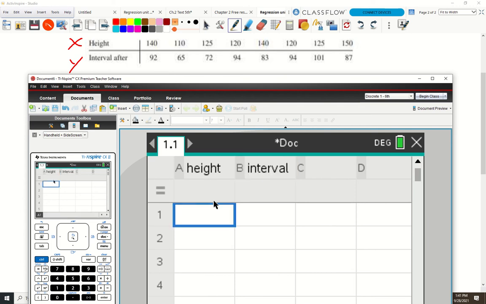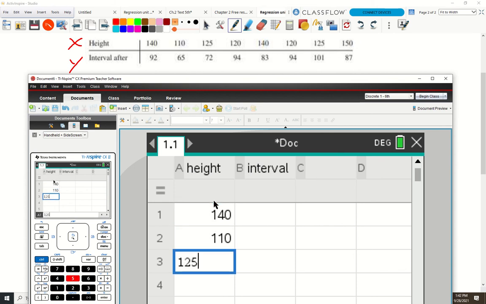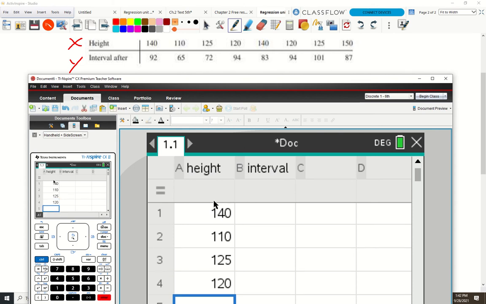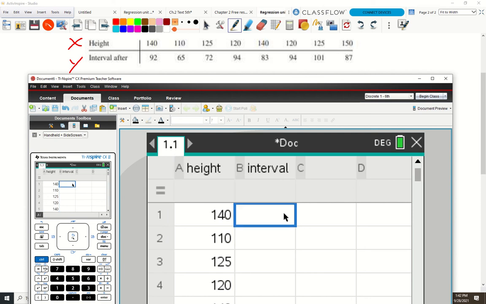I'm going to call this one the interval. Plug in my values for my x, which is 140, 110, 125, 120, 140, 120, 125, 150. And then for my intervals, start plugging those in.